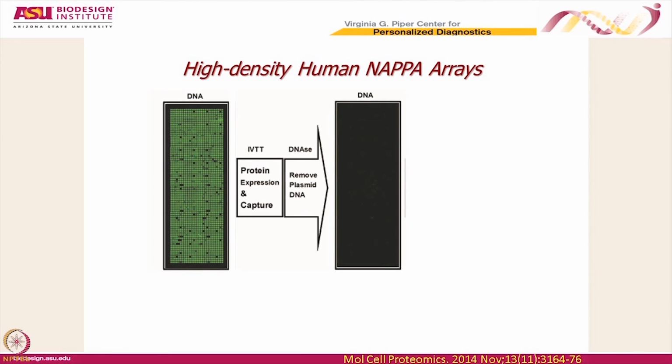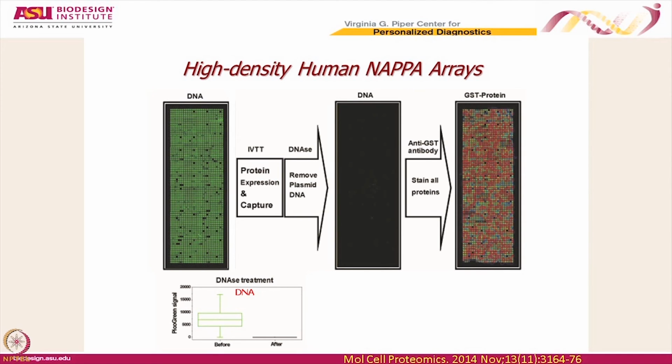First thing he did was to make protein arrays. Here he shows you that he has the DNA. Remember, we stained with PicoGreen to look for DNA. That confirms that we had good printing. Then he expressed the protein and captured it. And then he digested all the DNA using a DNase. And so if he stains for DNA again, it's completely gone. Okay? And this is just showing you, here's the DNA level before and DNA level after treatment. Then he tested with anti-GST antibody and showed that he still had all the proteins.